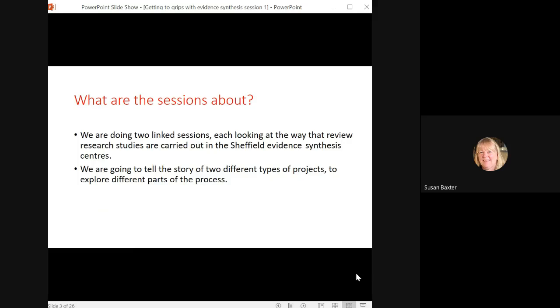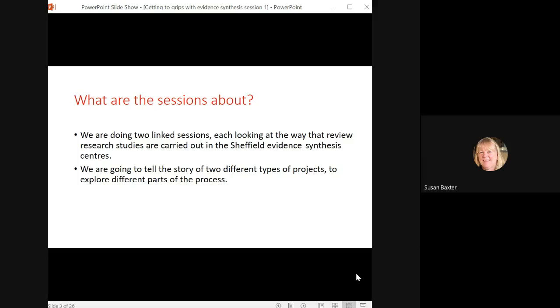So what are we hoping to cover in these sessions? As I said, we're going to be doing two linked sessions, and each one is going to look at the way that research studies are carried out in the Sheffield Evidence Synthesis Centres. So they're particularly the way that we actually do evidence synthesis. Other places, you know, might do things in a different way. So this is very much about the way we do it here.